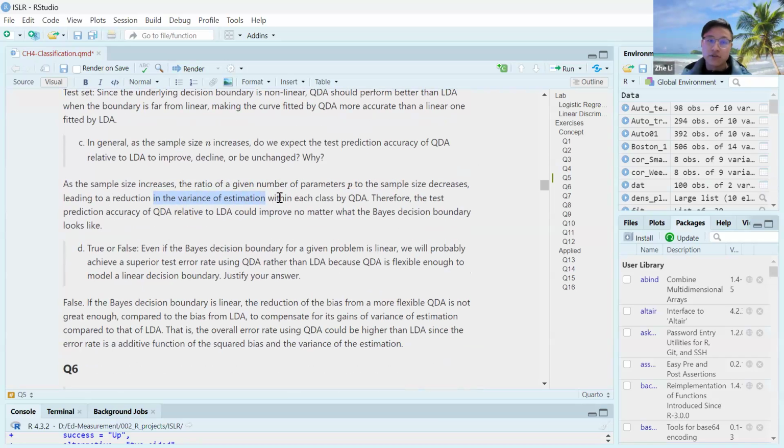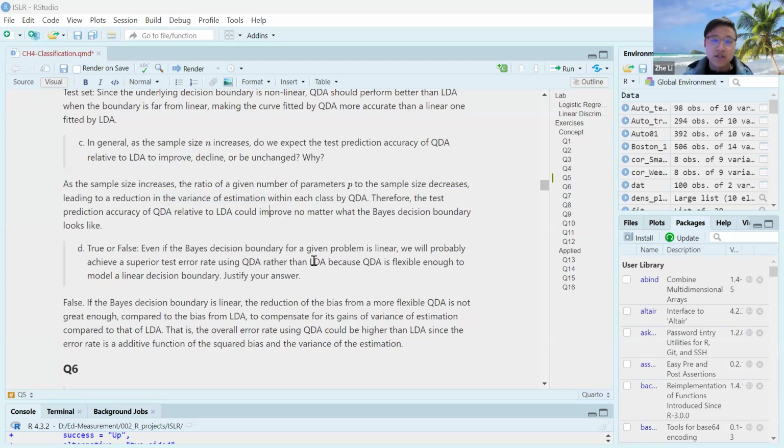So let's review a little bit the function of the test error. We can see the test error is made of two things. One is the bias of our estimation. The second is the variance of the estimation. As the sample size increases, the variance decreases. It offsets a lot. It makes the reduction of the bias by the QDA more efficient in our prediction. So the overall test accuracy of the QDA relative to the LDA will improve. And if the underlying Bayes decision boundary is linear, it will be even better.